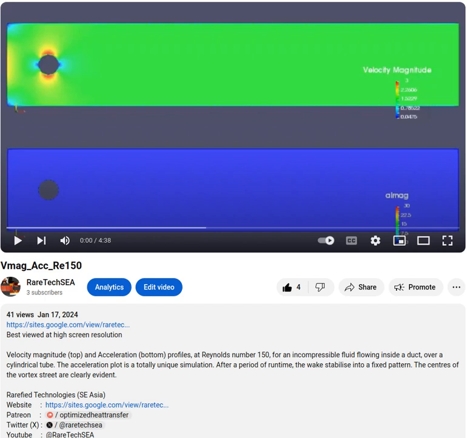So first of all, if we just follow the cursor, we have an object, in this case a cylinder. This is a two-dimensional plot. It's a cylinder, so we're constraining movement in the plane, the two-dimensional plane. And then we have it sitting inside a duct.